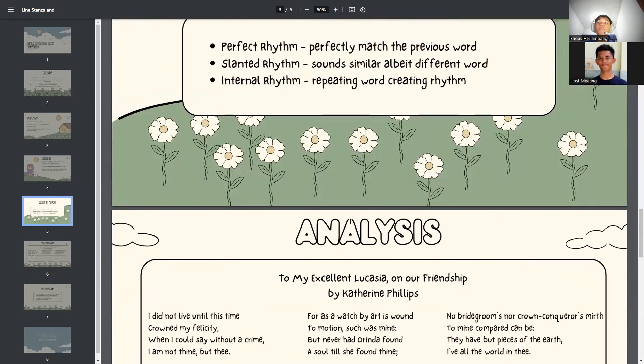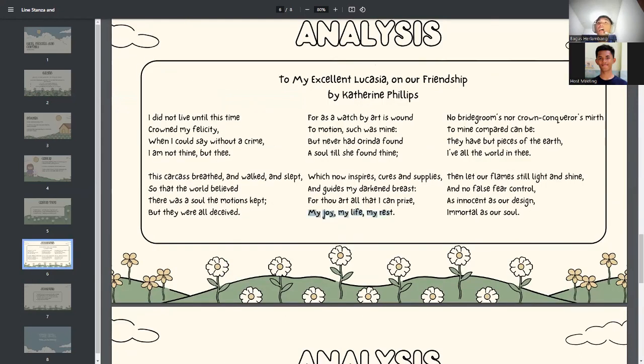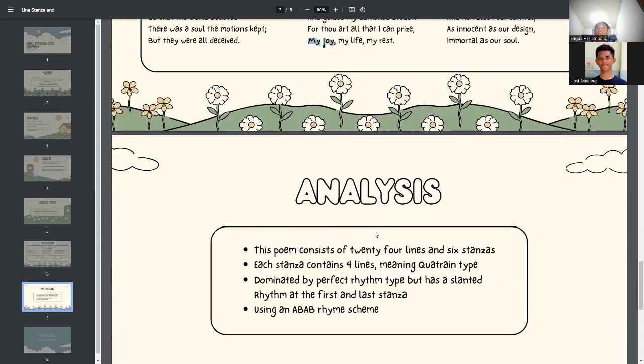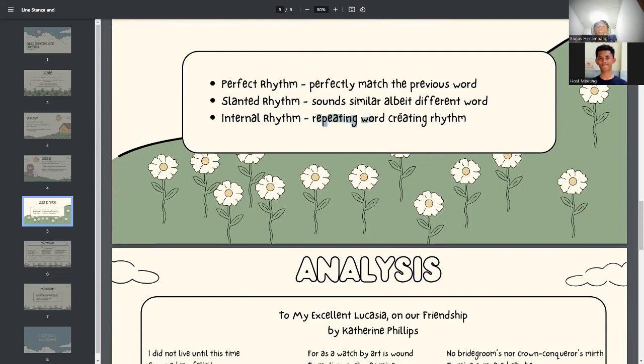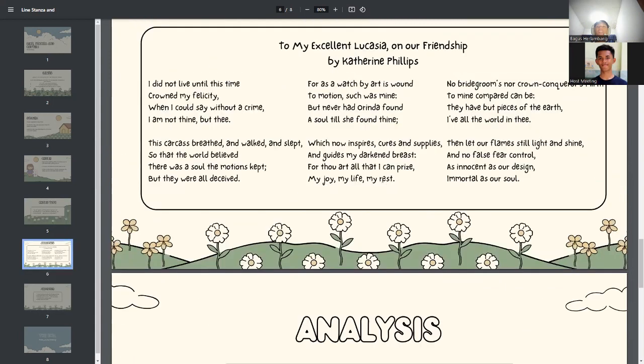And lastly, as I was saying before, an explanation of internal rhyme. I will give an example. Although this is not actually internal rhyme, this is how internal rhyme would look if it were available. It's something like this: my joy, my life, my rest. If it were available in different lines, say my joy is the first part and my life is the second. So something like my joy is all I can think, and my life is what I want. Something like that is also called internal rhyme because it's repeating words creating a rhythm. So it doesn't necessarily have to end the same way at the end.